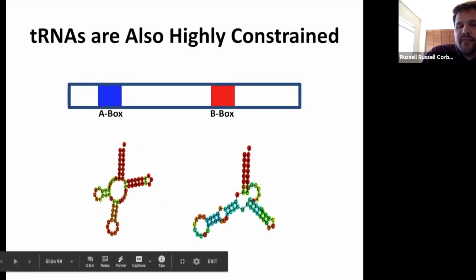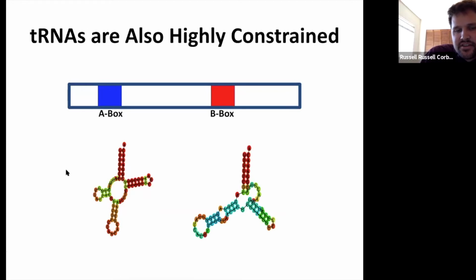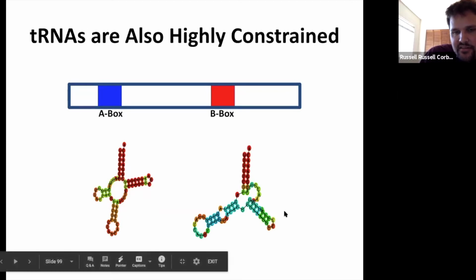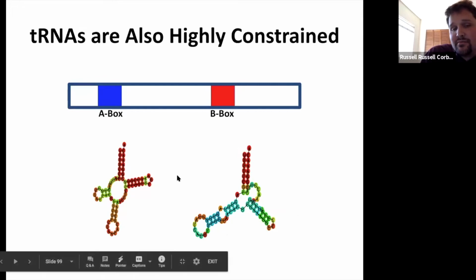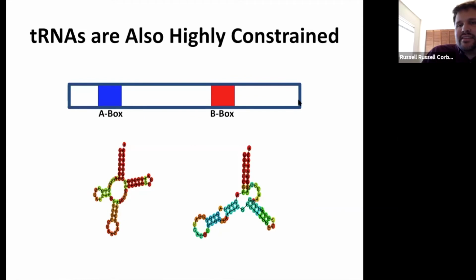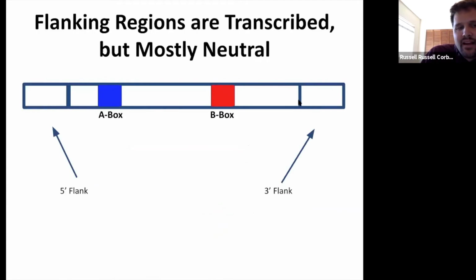And just to show you that, if you induce even a single mutation in just one of these stem regions, you get a completely different predicted folding structure and presumably a completely non-functional tRNA. So natural selection really, really wants to maintain them the way they are. But what's really cool about tRNAs is that their flanking regions are also transcribed, but they're mostly neutral. So if you induce sequence mutations in these, it doesn't affect the tRNA's expression.